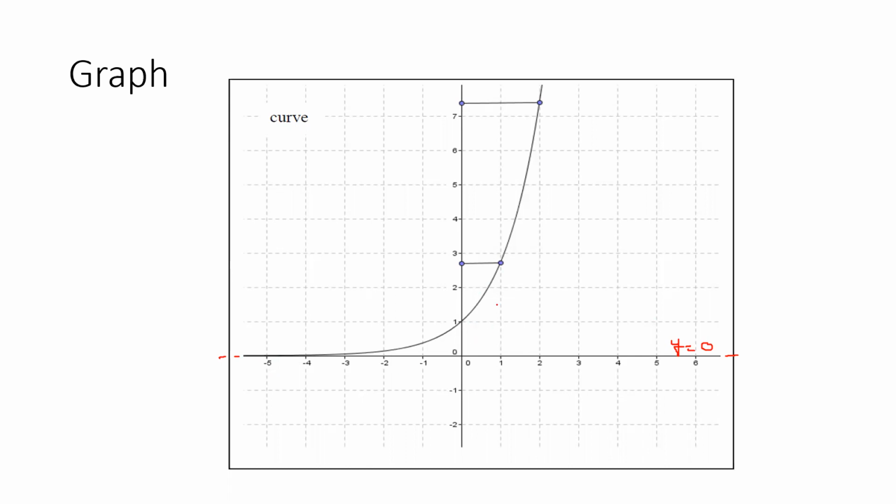I put the points. The point A is (0, 1). This is point A. The point B is (1, 2.7). And the point C is (2, 7.3).